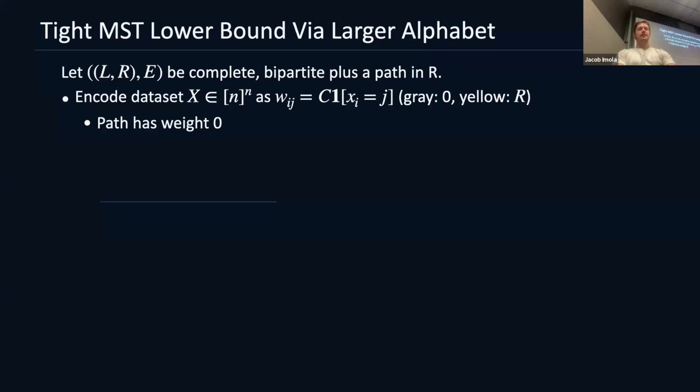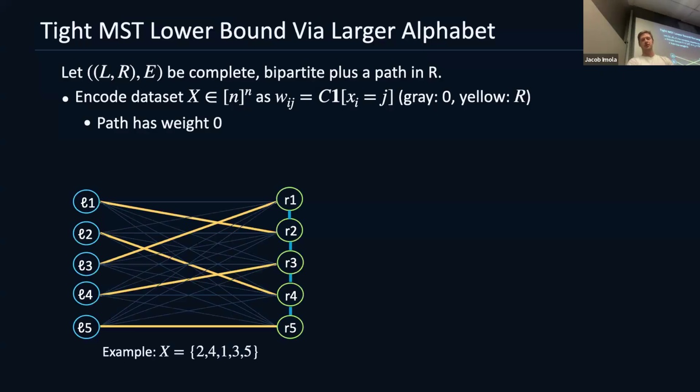Now we're going to encode the data set by just taking every point. So we have a bigger domain now. We have points in [n]^n. And we take a point and we put it on the left vertex. So point i is going to get vertex Li on the left side. And all of the edges are going to have weight C, except for the one that is going to the data point that we want. So if that data point has value j, then we make sure that the edge from i to j has weight 0.